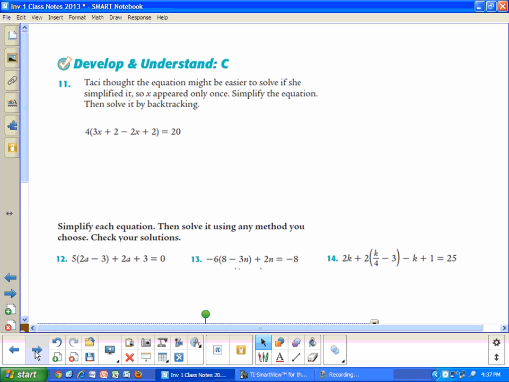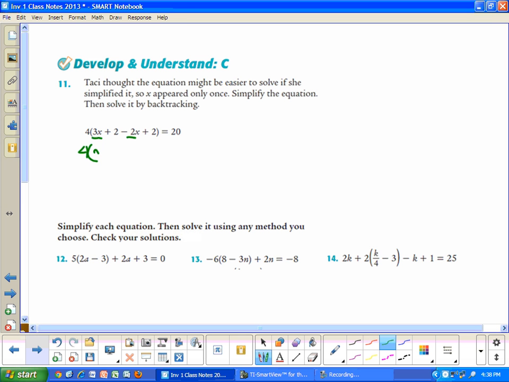In this equation, Casey thought that the equation might be easier to solve if she simplified it, so x appeared only once. And so here, again, we can't use backtracking because x is in more than one place. But notice that the x's are both on the same side of the equal sign, which means we can't do something to both sides to get rid of an x. But you should always think, is there a simpler way to write this? And there is. 3x minus 2x is just 1x, and 2 plus 2 is 4. So a much simpler way to write this is 4 times quantity x plus 4 equals 20.